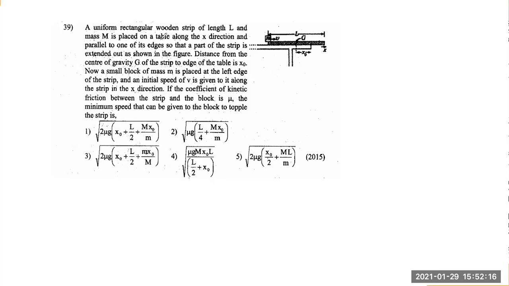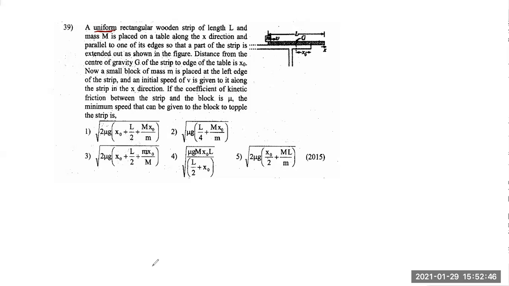A uniform rectangular wooden strip of length capital L, uniform, that's important, uniform, capital L. Therefore, when you say uniform, the weight is going to act exactly at the center. Capital M is placed on the table along the x direction and parallel to one of its edges, so that a part of the strip is extended out of the figure like this. The distance from the center of gravity G of the strip to the edge of the table is x naught. So they have given this distance as x naught.